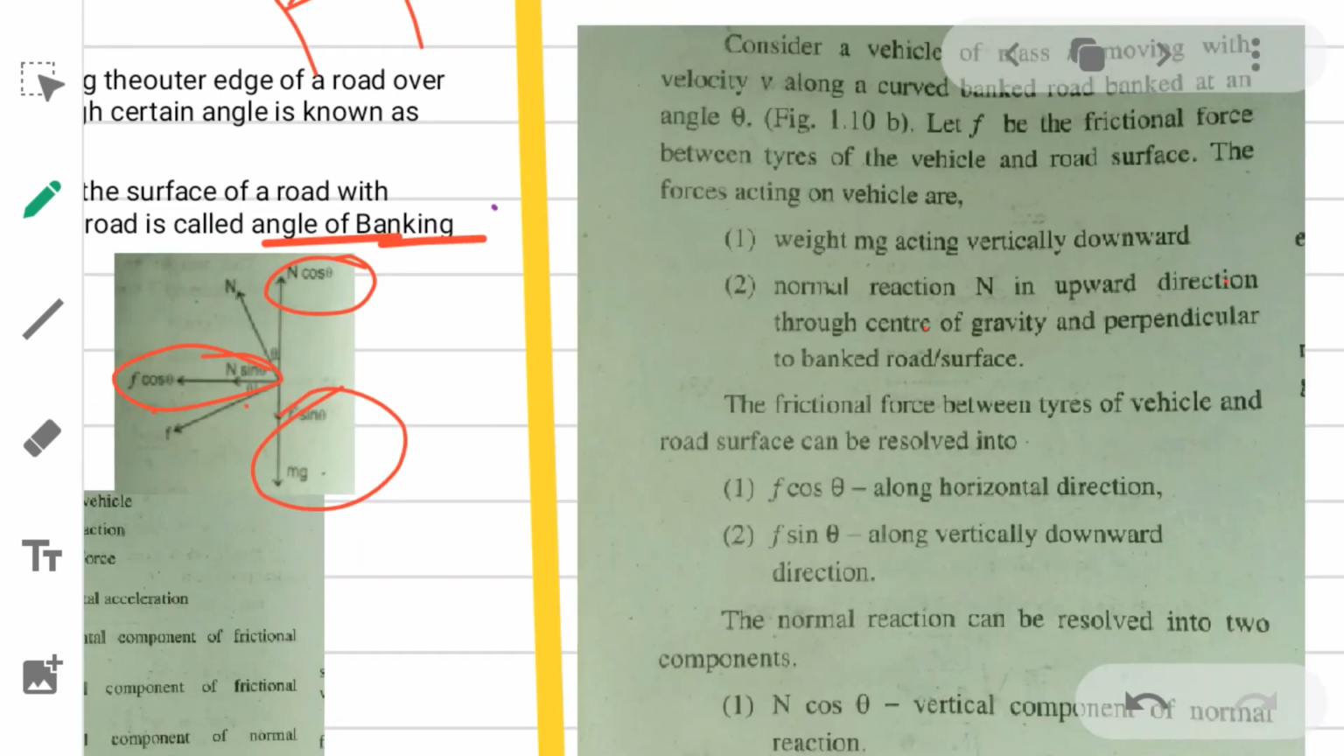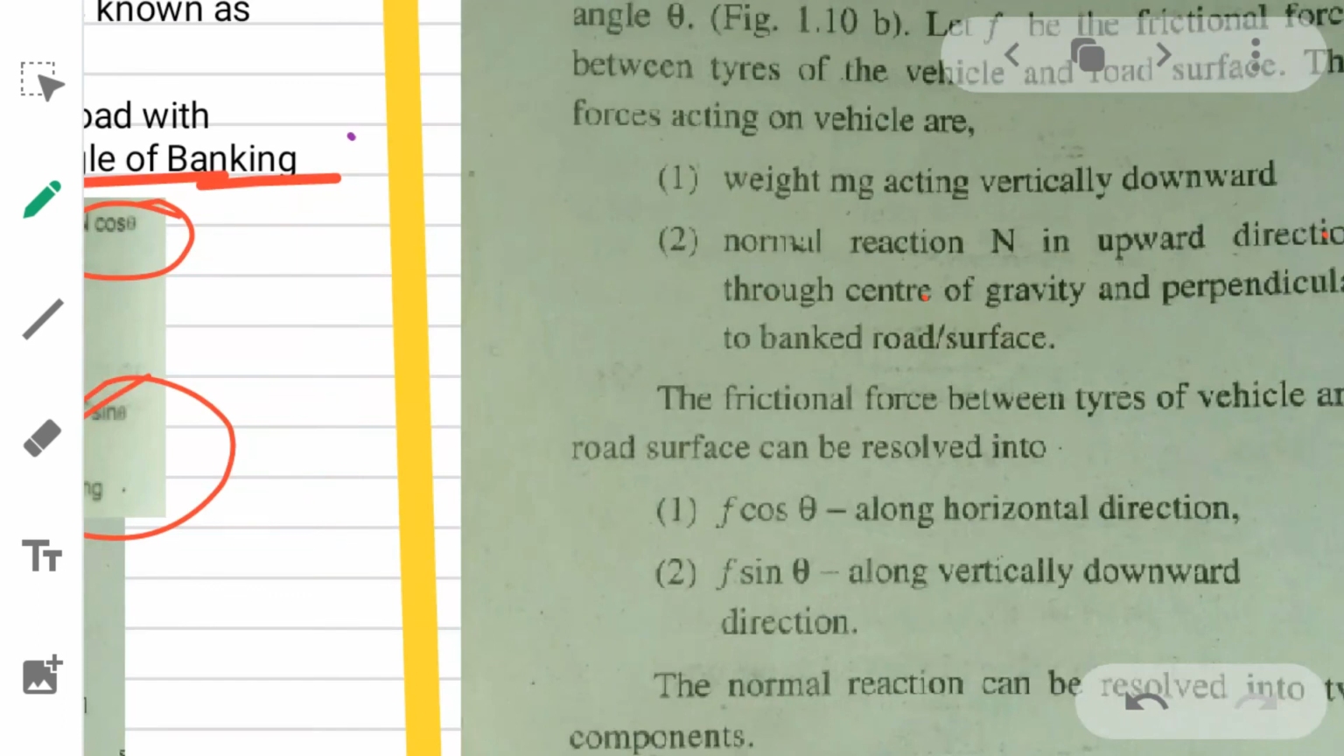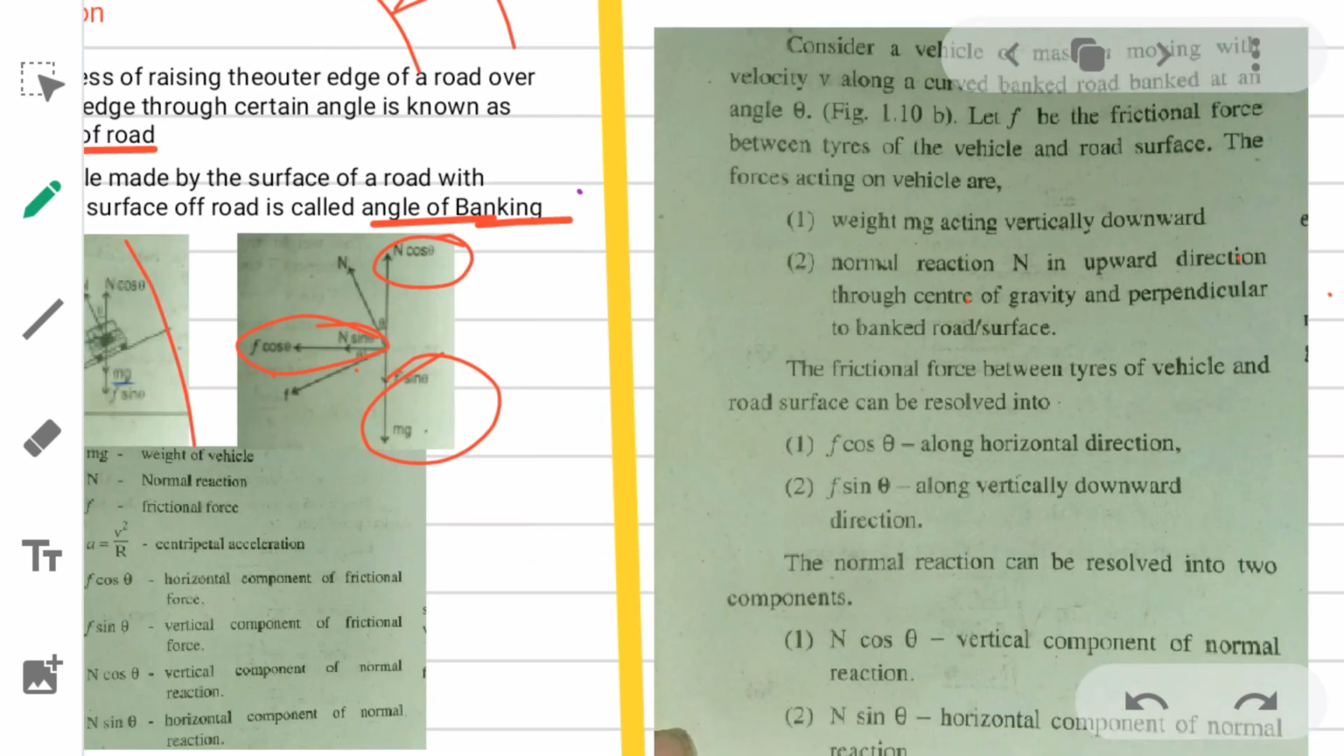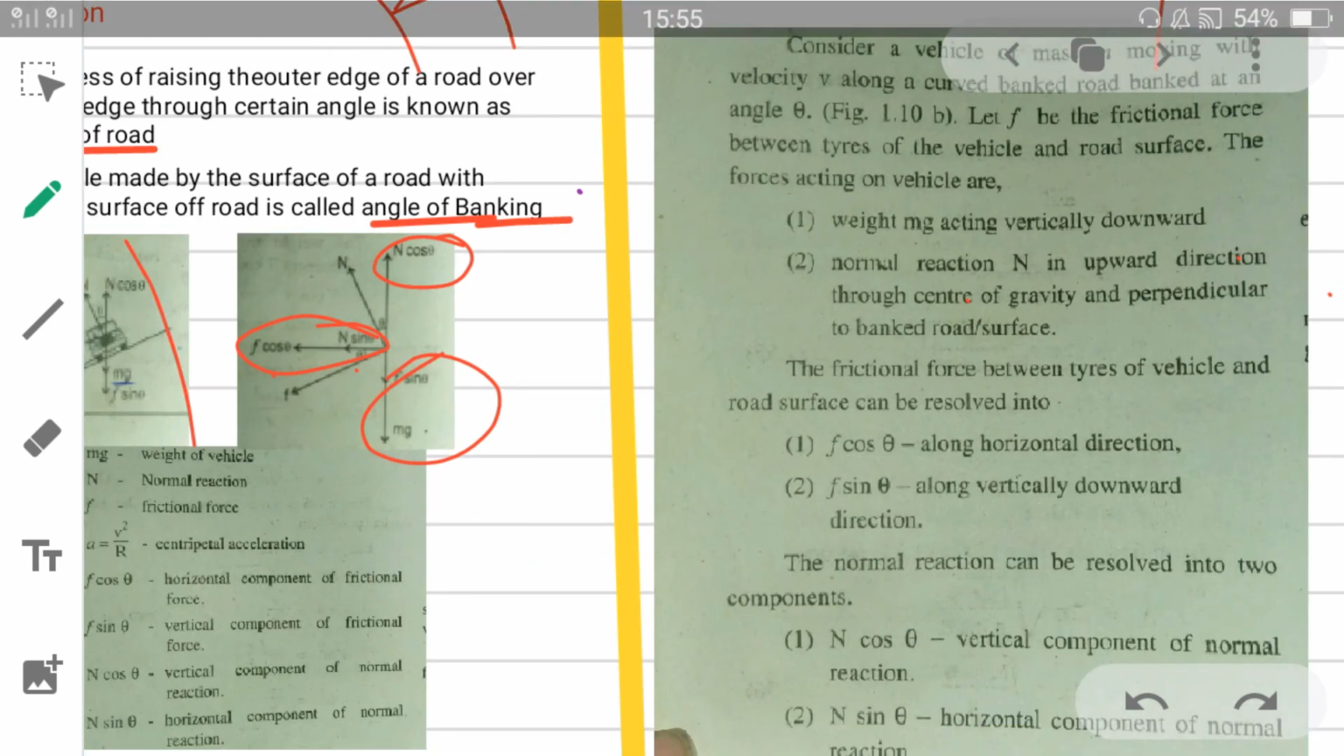Weight is mg, n is the normal reaction. The components are: f cos theta is the horizontal component, f sin theta is the vertical component. For the normal reaction, n cos theta is vertical, n sin theta is horizontal. We have to write all the things. We require the practice.